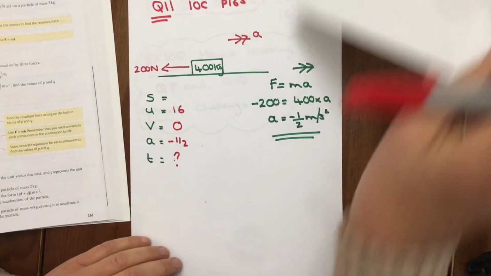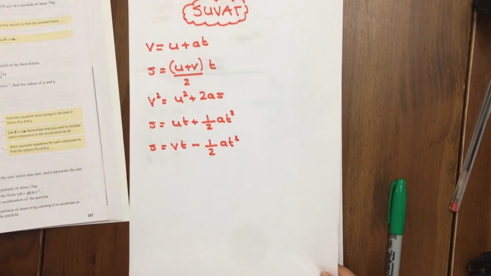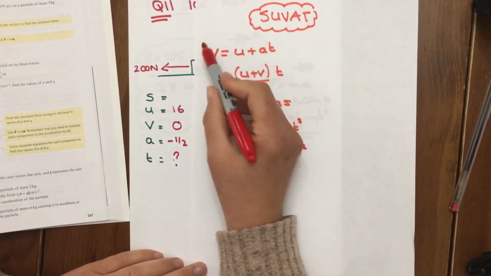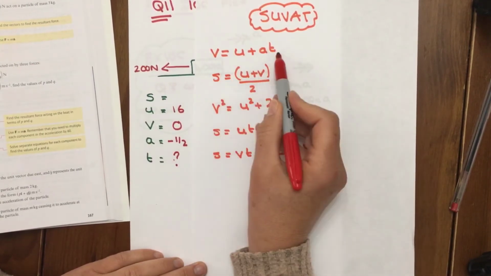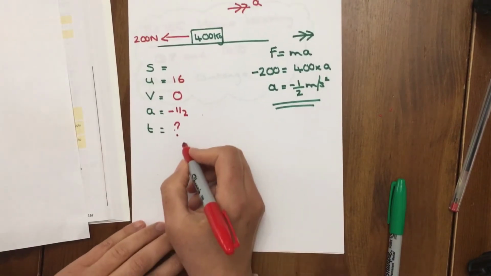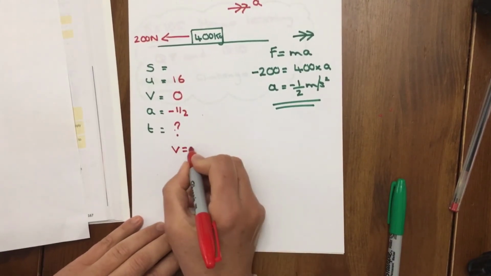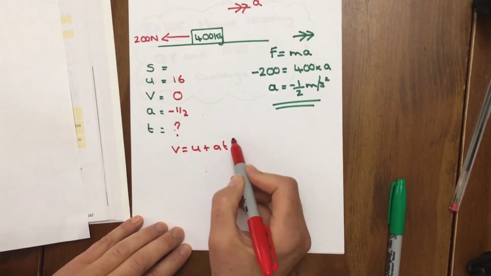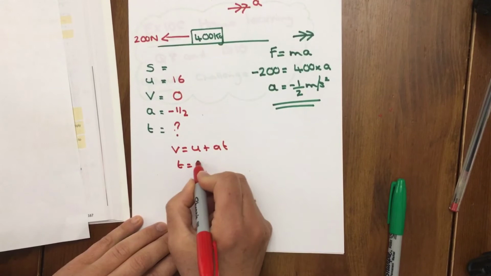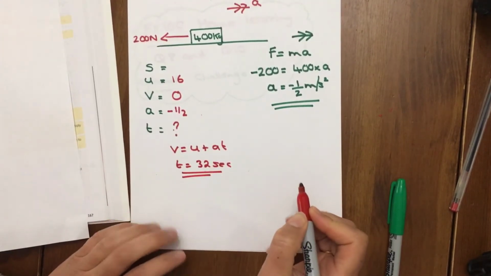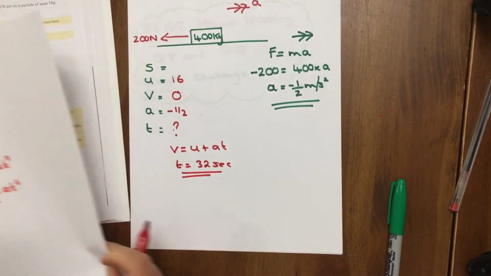So we decide what SUVAT formula we're going to use. We want to look at the one without S in it, because S is not involved. So we're using this first one here. So we have V equals U plus AT. If you put all of this into here, you will get T to be 32 seconds. Right, that was part A.